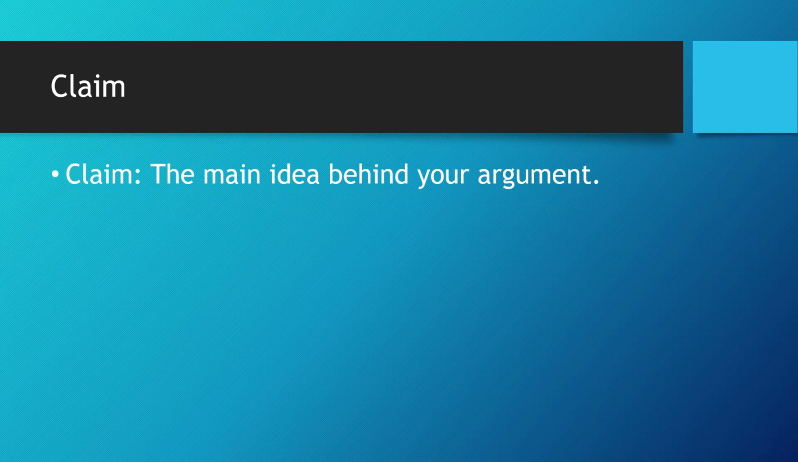And so there are some different types of claims that we can have in our arsenal. The first type of claim is a claim of fact. And a claim of fact identifies whether or not something is true or false.